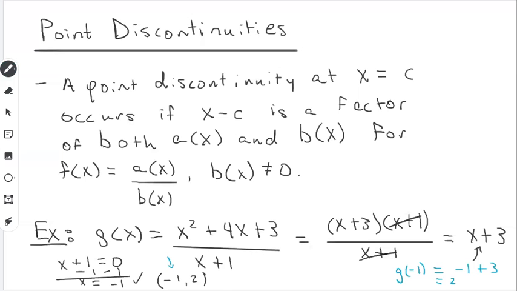And point discontinuities only occur at x equals c if we have a common factor that gets crossed out. We take that crossed out factor, that x plus 1, and we set it equal to 0 to figure out where the hole is in the graph. And once we've got it, we can figure out what the y coordinate is by plugging it back into our answer over here, x plus 3. Okay? I'll leave this up there for a little bit so you guys can copy that down. But that is the fifth thing that you want to look for when you're graphing these rational functions. Okay?